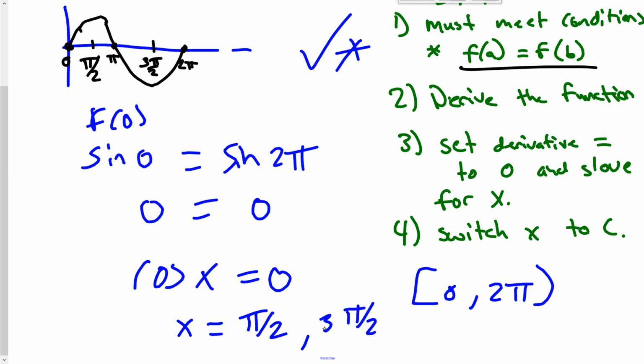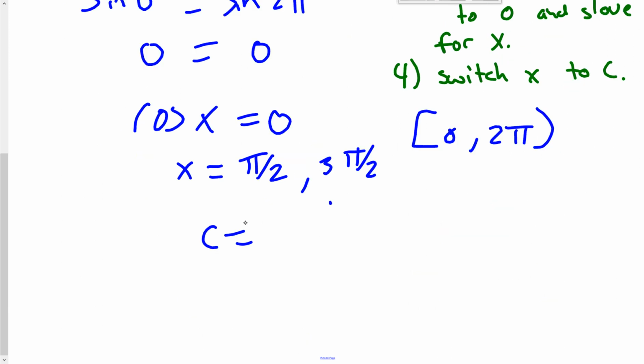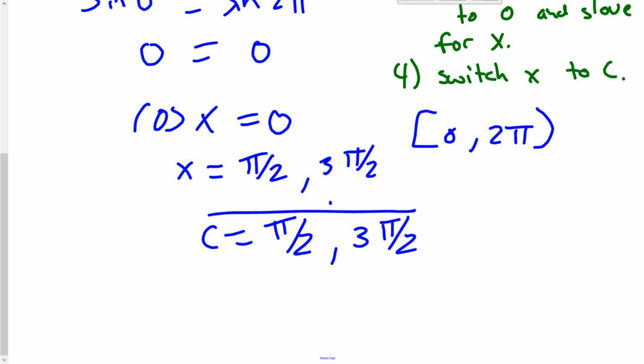So those would be my answers, and then I just switch x to c, because that's the definition of there's some x value c such that blah, blah, blah, blah. So we just switch it to c. Okay, so those are my two values that give me, when I plug those into the derivative, I get 0.